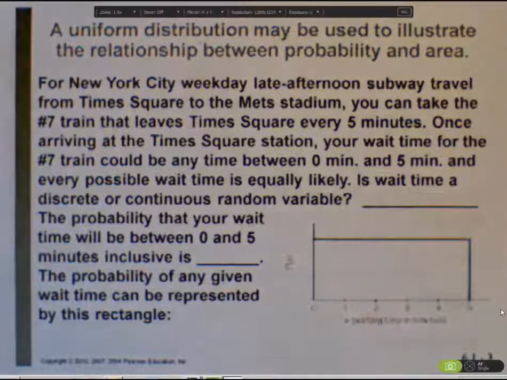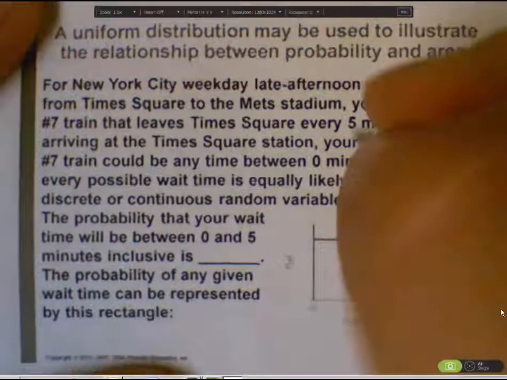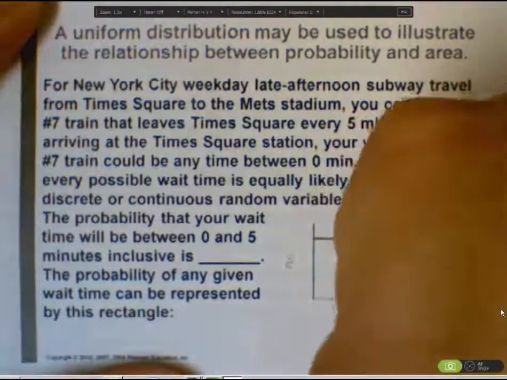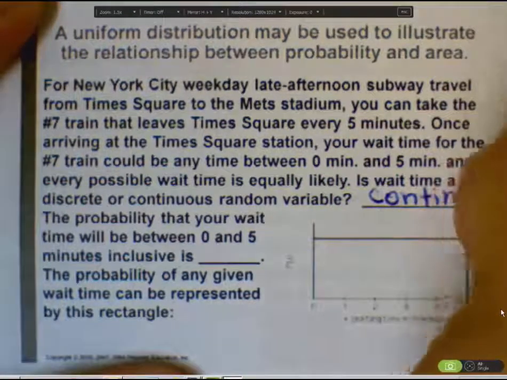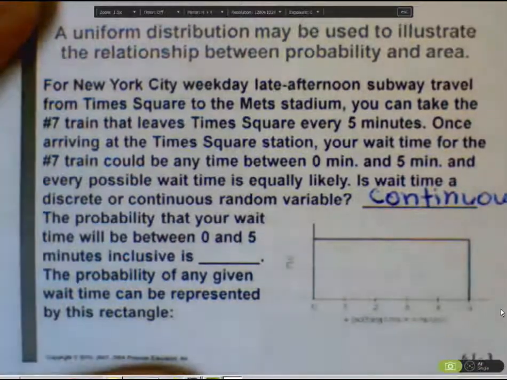Is wait time a discrete or continuous random variable? Well, to answer that question, just remember discrete random variables represent values which result from counting, and continuous random variables result from values which are measured. Since time is a measurement, wait time is a continuous random variable.